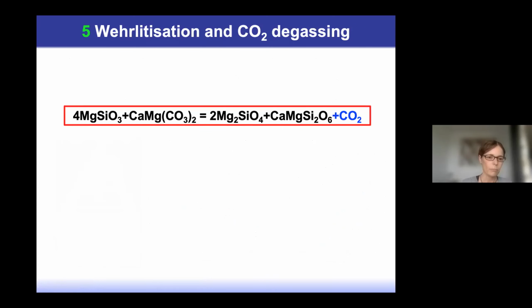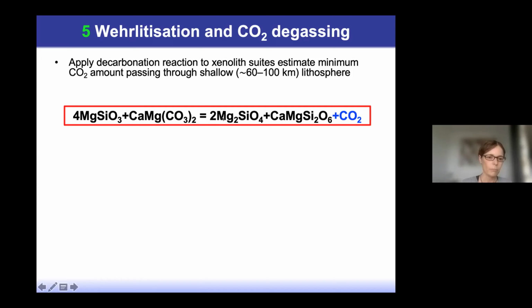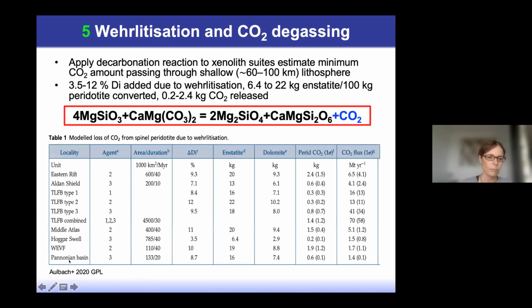And the interesting thing is that we form a CO2 vapor. And so what we have done is we've applied this decarbonation reaction to xenolith suites from around the world to estimate the amount of CO2 that has passed through the shallow lithosphere. And this is a table from a recent paper which lists these different localities.